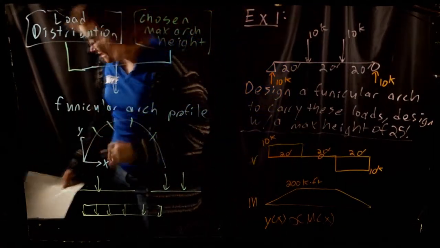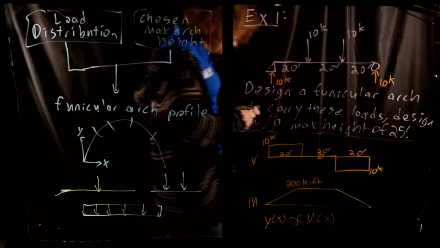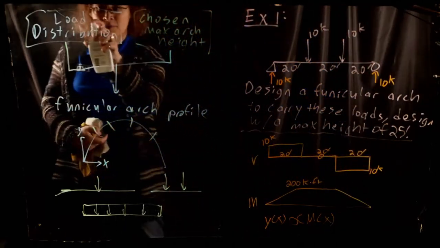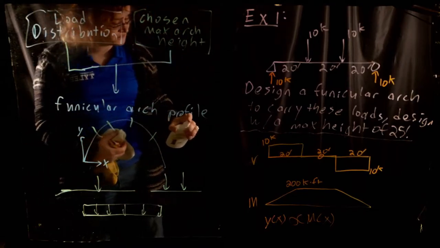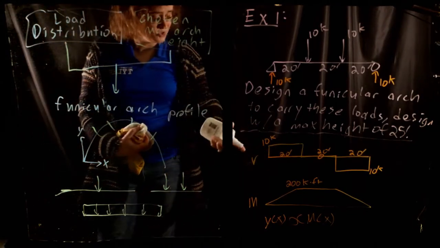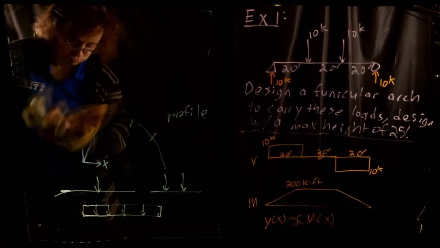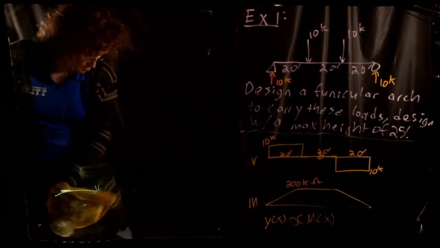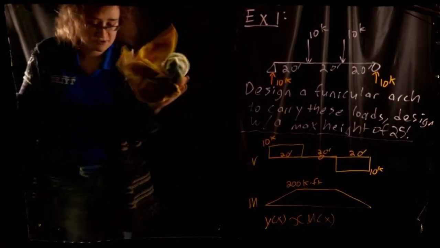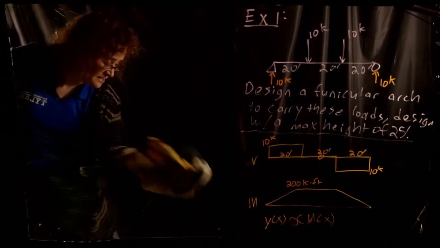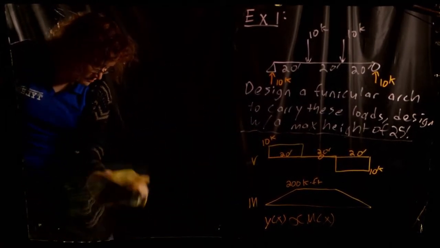And so let's go ahead and do that. I'll clear this and then we'll finish this one up. Again, because arches, just like cables, have a single horizontal thrust in them at all points, the horizontal thrust essentially serves as a scale factor between the moment diagram or the moment equation and the actual geometric arch profile. Knowing that, we can then go and find our arch profile. And again, we know that it's going to be proportional to our moment diagram, so we can use that as a guide to laying out our arch profile.